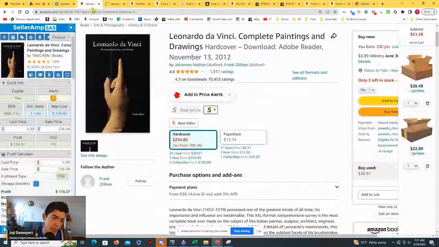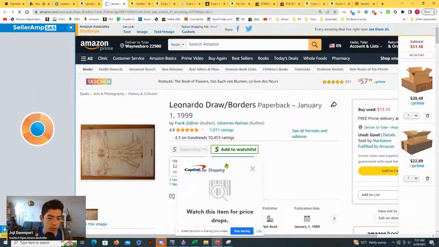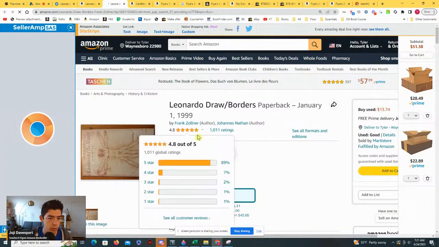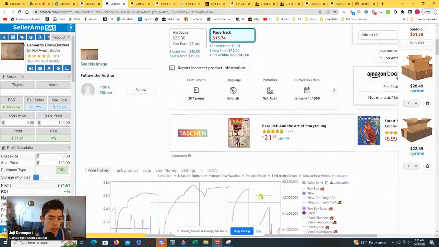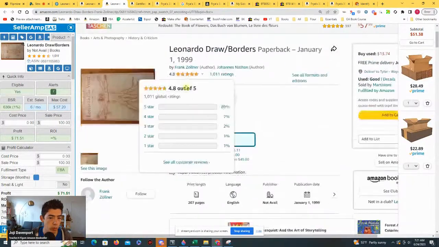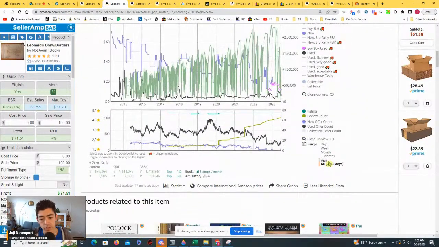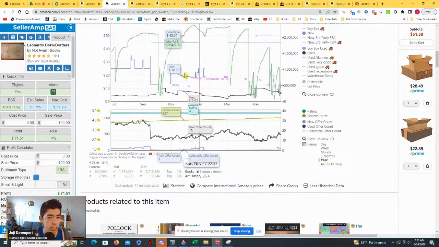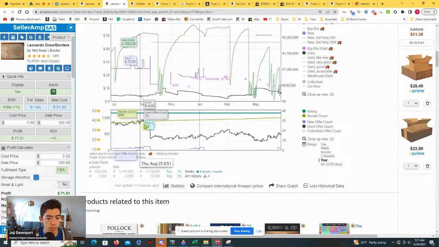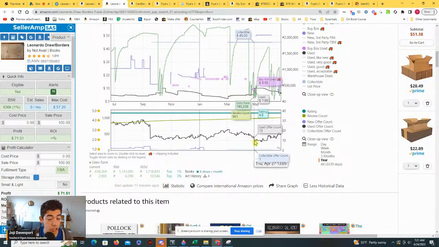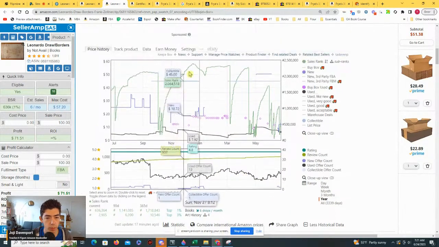Draw/Borders. Is that the same book? I don't think it's the same book, but because these listings are attached, the ratings and the reviews from this paperback are also going to go towards the overall review count. But even over here, it's not selling too much. Honestly, it probably is selling more than what Keepa is showing, because offer count is changing quite a bit more than what the sales rank is showing.